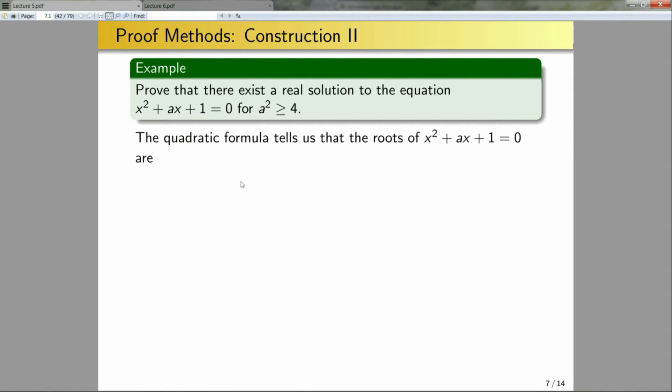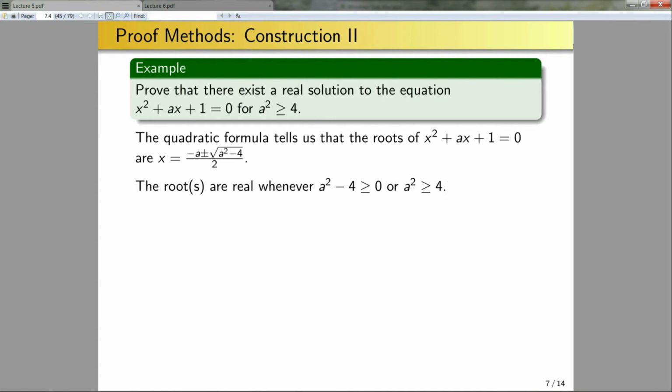So let's do that. The quadratic formula tells me that the roots of this quadratic equation are simply x is equal to negative a plus or minus the square root of a squared minus 4, all over 2. Now I'm concerned about the existence of a real solution, so I can ask myself, when are these solutions for x real? Well, these solutions are going to be real precisely when the thing under the square root, this term here, is non-negative. So the roots are real whenever a squared minus 4 is greater than or equal to 0.